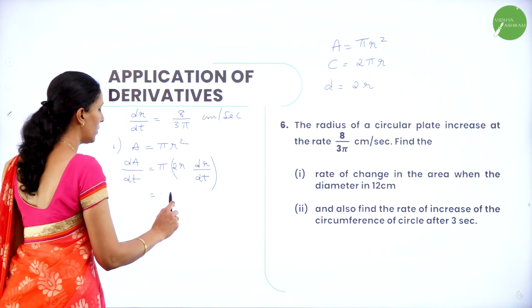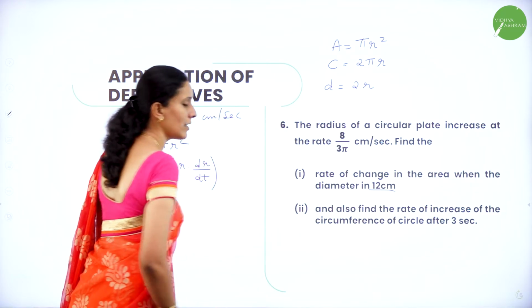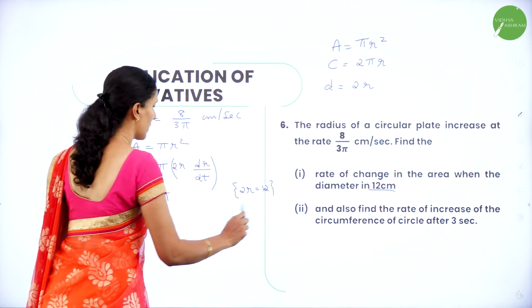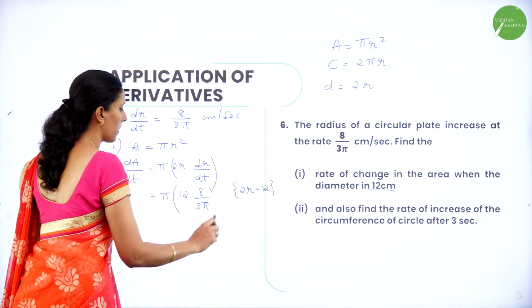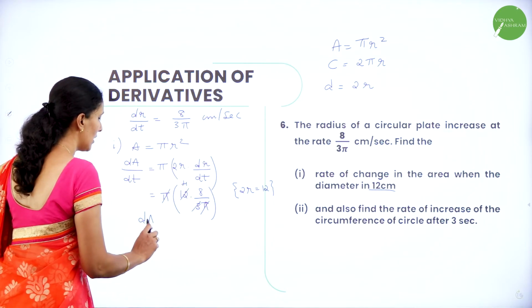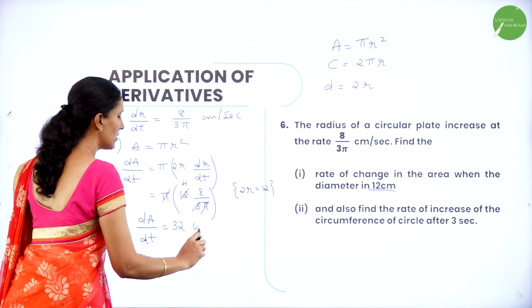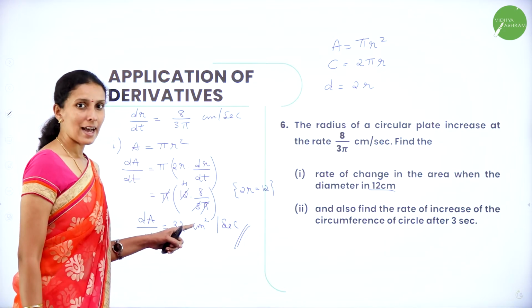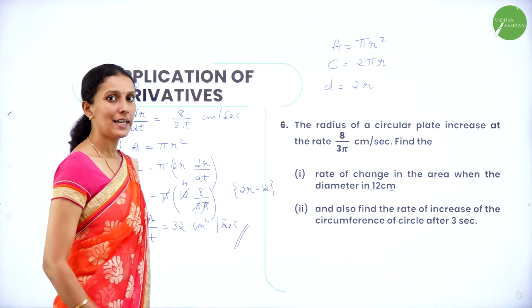Now here we have pi, 2r is nothing but the diameter, and diameter is given as 12 centimeter. So here 2r is equal to 12. So therefore here 12 into 8 divided by 3 pi. Pi gets cancelled, 3 fours are 12. So therefore dA by dt is equal to 32 centimeter square per second. So change in area is always in terms of square units. So centimeter square per second.